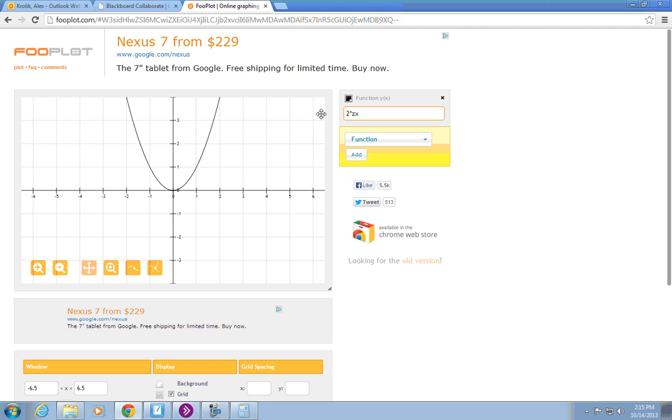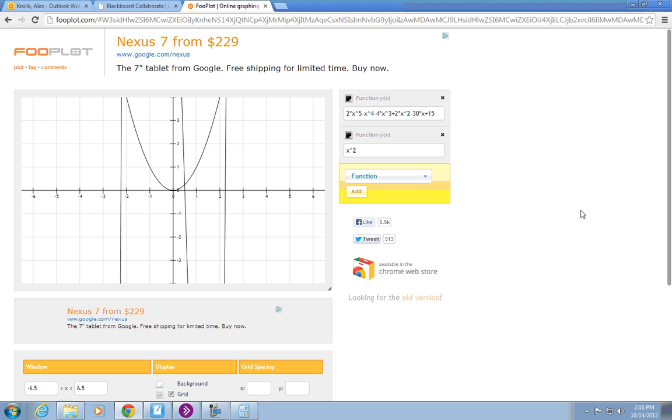2 times x to the power of 5 minus x to the power of 4 minus 4x to the power 3 plus 2 times x to the power 2 minus 30x plus 15. Okay, that looks okay. Again, I don't want this thing.